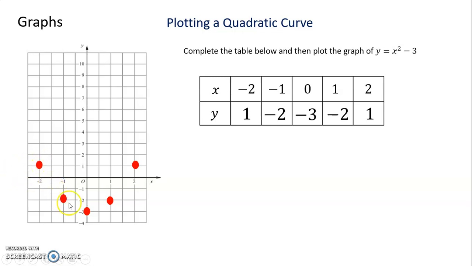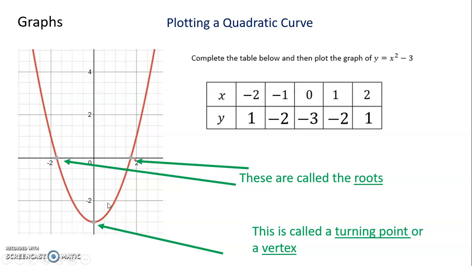Again, I'm not going to be able to join these up nice and neatly. You should be doing that. But I've done a screenshot from my graphing package, and this is the sort of shape that we should get. Bit more information now. We talked about this point being the turning point or the vertex. You also need to know that these points here, where the curve crosses the x-axis, those are called the roots.